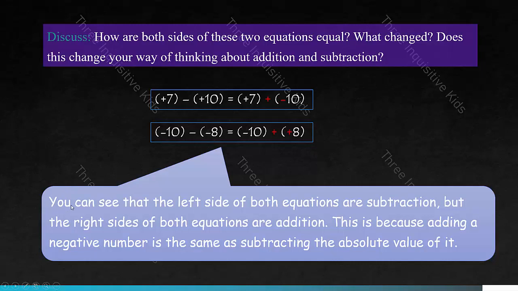You can see that the left side of both equations is subtraction, but the right sides of both equations are addition. This is because adding a negative number is the same thing as subtracting the absolute value of it. So if we're going to change this negative sign to a positive sign, we also have to change the sign of the subtraction. In this case, it's 10. So we're going to change it from +10 to -10 in order for this to be an equation.